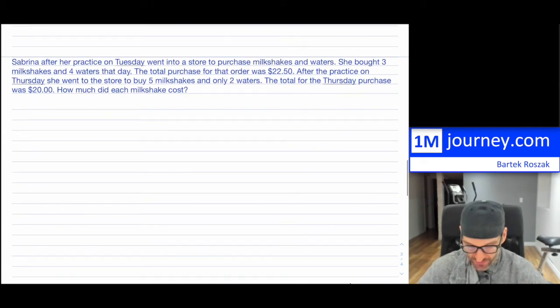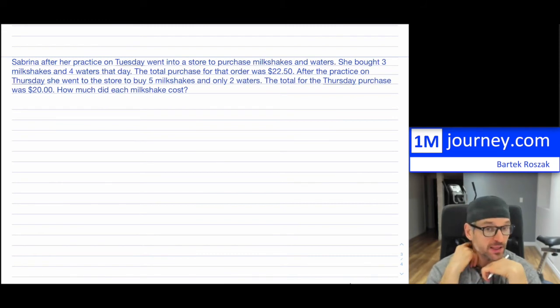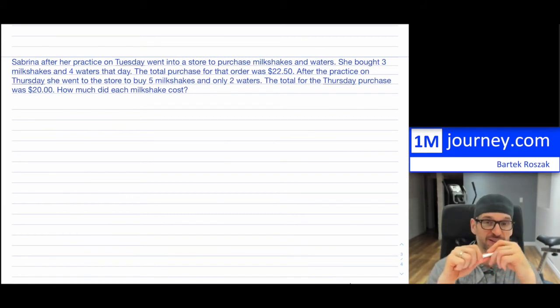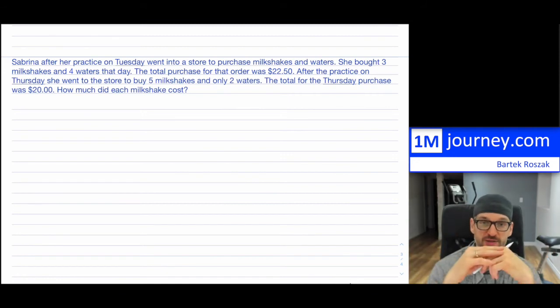So this one is interesting. So here it is. It says, Sabrina, after her practice on Tuesday, went into a store to purchase milkshakes and waters. She bought 3 milkshakes and 4 waters that particular day. The total purchase for that order was $22.50. This is interesting and definitely different than the previous ones. So notice we do have milkshakes and waters. We know how many we purchased and we know what the total was.